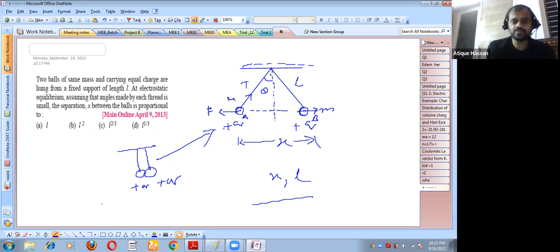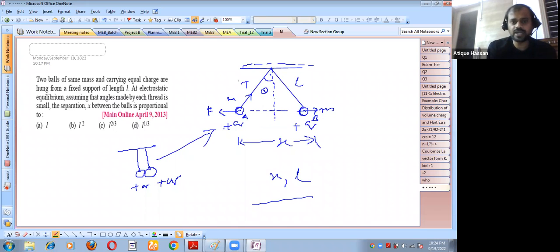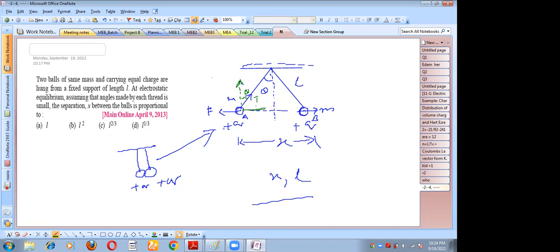Now what will happen? It is in equilibrium. So we will break the forces into components. Tension will have a horizontal component and a vertical component. If this angle is theta, this angle is also theta. And in this string the tension is T. So the component along the vertical direction, what will be the component along this direction and this direction? Can you say?